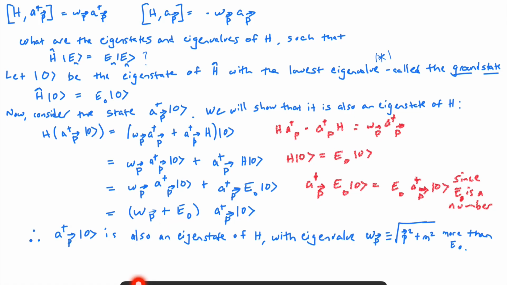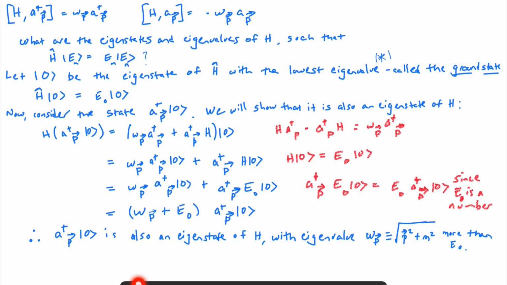And now look at what we have. Basically, if I start with a dagger sub p acting on |0⟩, think of this whole thing as just one ket, and I hit it with the operator H, I get back the same thing again, a dagger sub p acting on the ground state |0⟩, multiplied by some number in front of it. So this, by definition, means that this whole thing is an eigenstate of H with eigenvalue omega p plus E0.